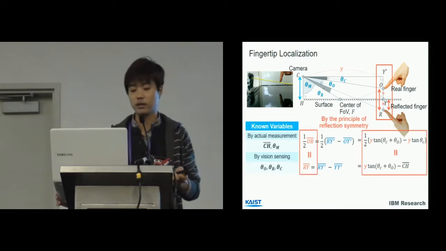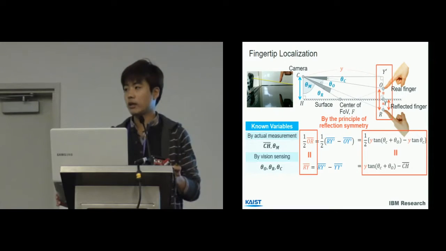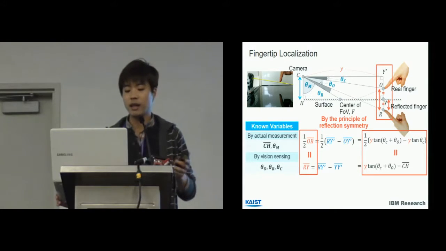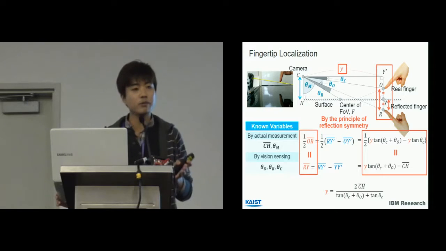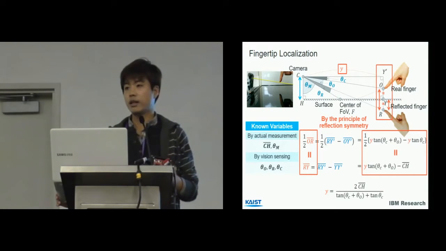At this point, by the principle of reflection symmetry, we can equate the two expressions. Then, the y distance is given by the known variables. Please refer to our paper for more details about the geometric calculations.